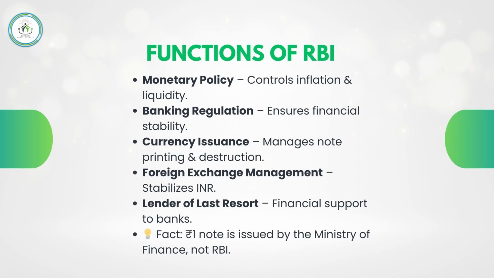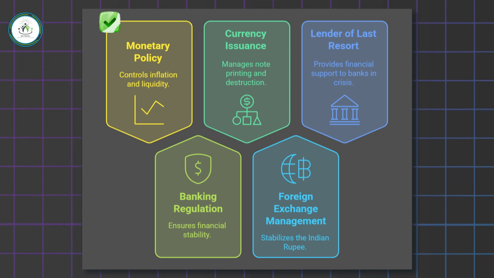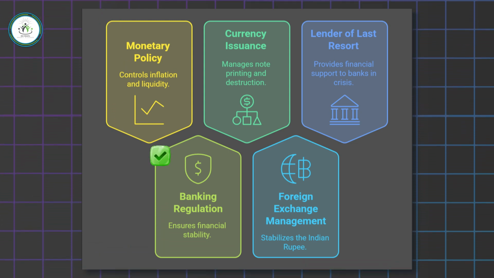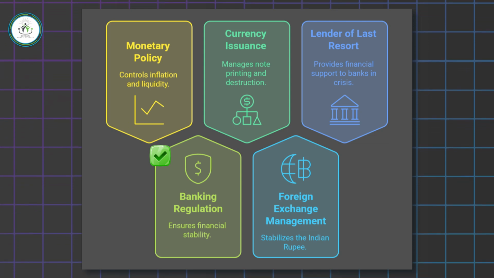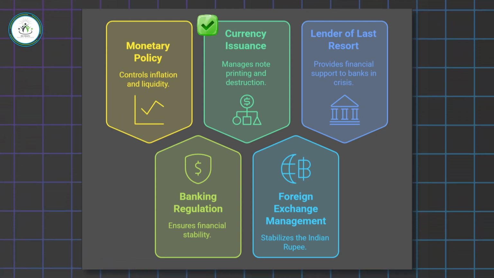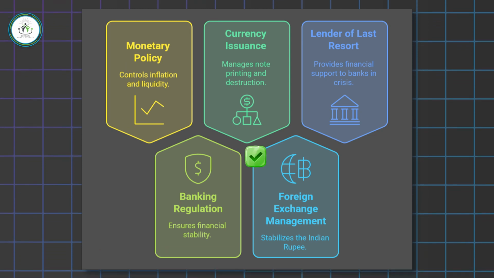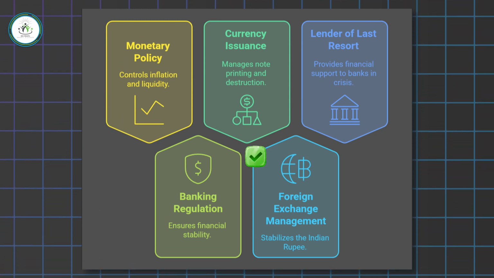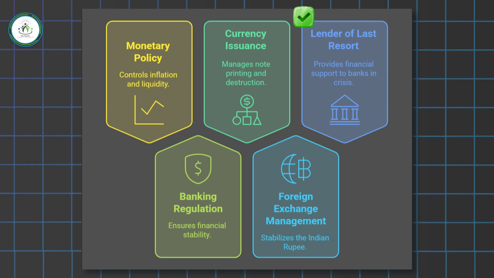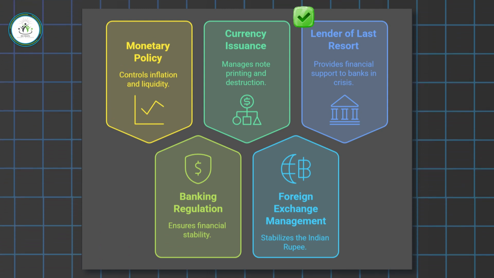Functions of RBI: monetary policy, controls inflation and liquidity. Banking regulation, ensures financial stability. Currency issuance, manages note printing and destruction. Foreign exchange management, stabilize the Indian rupee. Lender of last resort, provides financial support to banks in crisis.